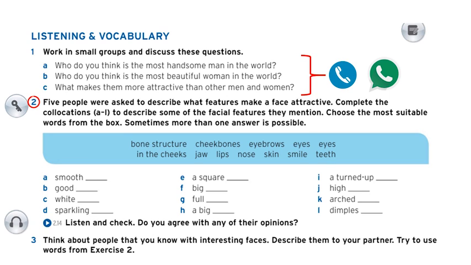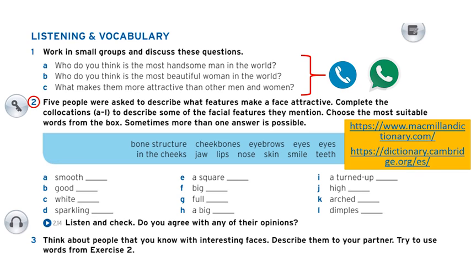Okay, so here we have some words in this box. I want you to take a look to the words in the box and the word from A to L and check if there's any word you don't know. Okay, if there's any word you don't know, please go to one of these two websites. These are dictionaries, very good dictionaries that I recommend you to use, where you will find any word that you don't know. For example, let's see bone structure. Do you know what bone structure is? No? Let's check it out.